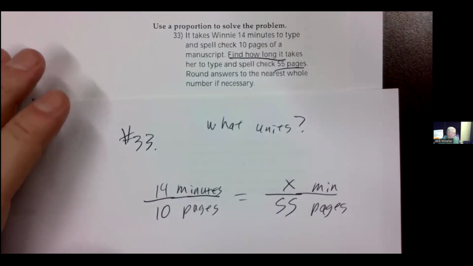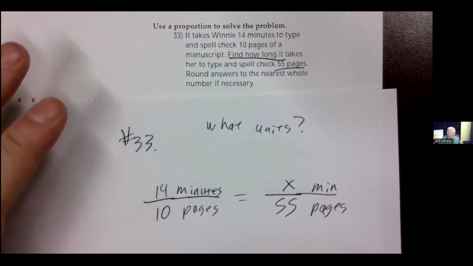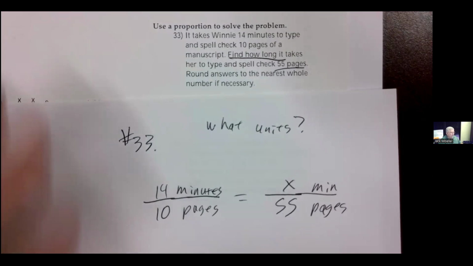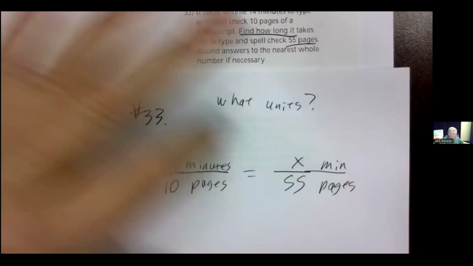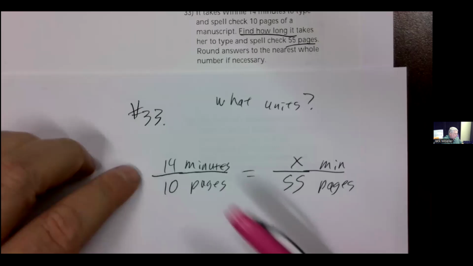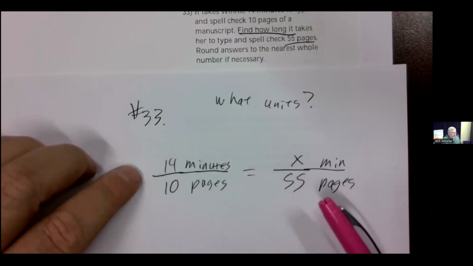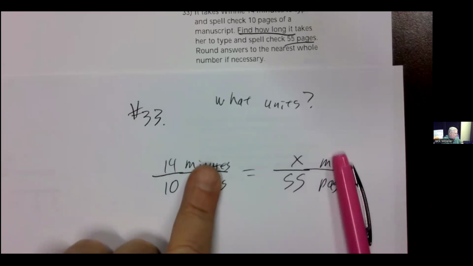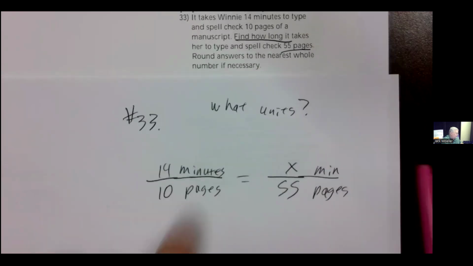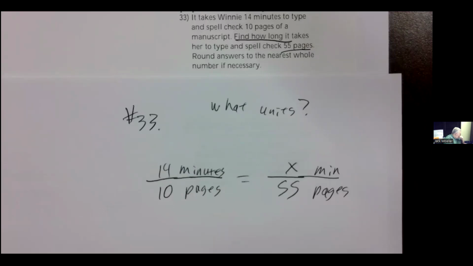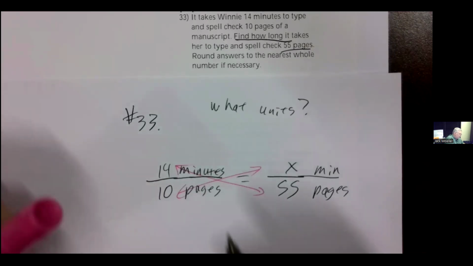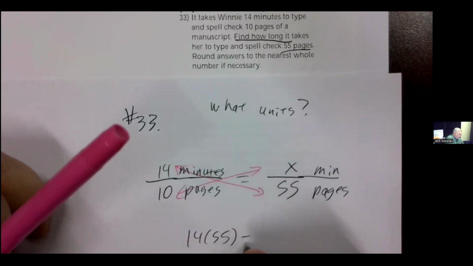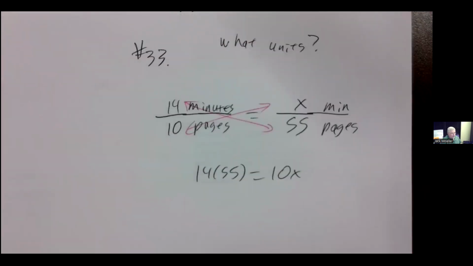All right, so now we've got the proportion set up. Now what do we do? Well, this is a proportion, so now we're just doing the cross product. Now, when you're doing the cross product, do we need the units? No. The units are there to make sure we get this set up correctly. Once you do that, you can ignore them and just deal with the numbers. Okay, for our cross product, we got 14 times 55 equals 10 times X.